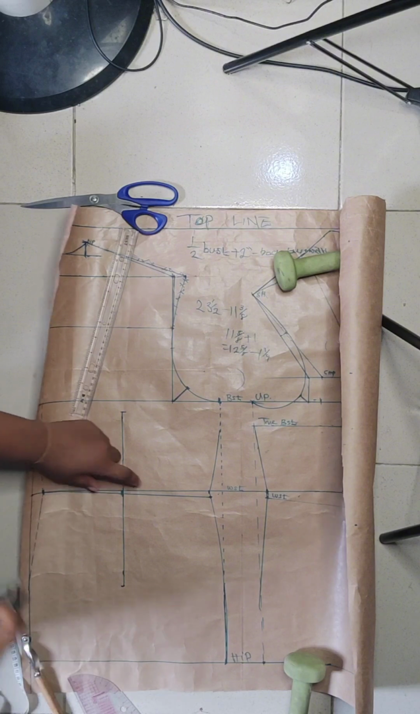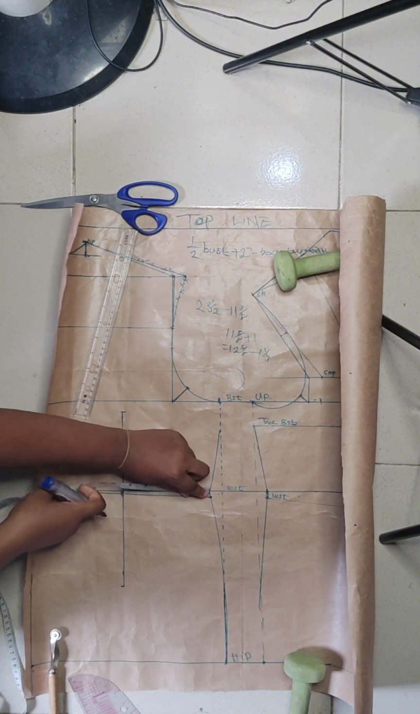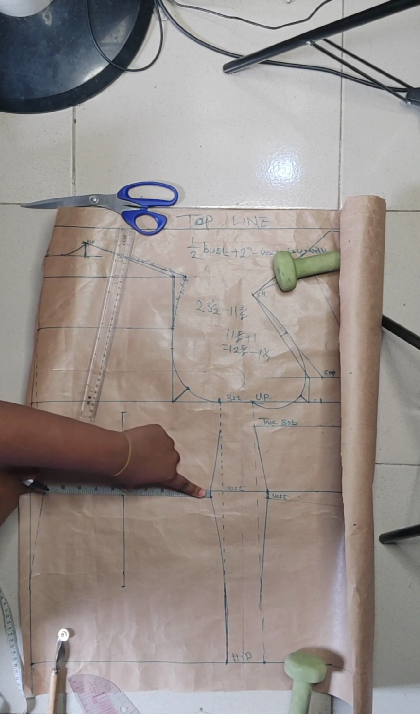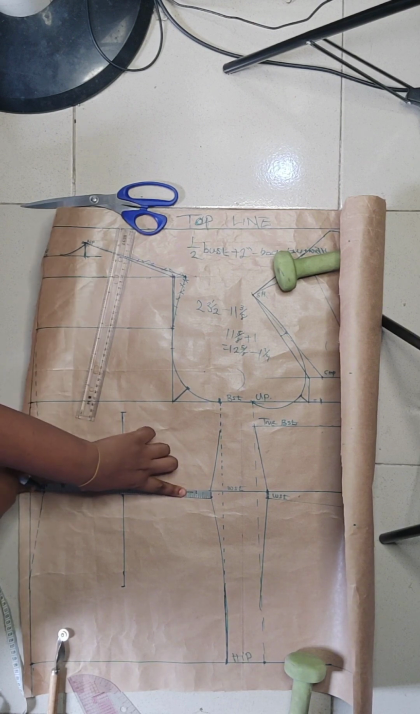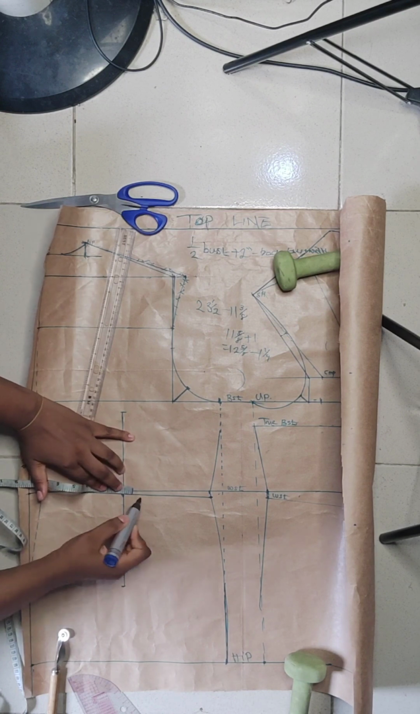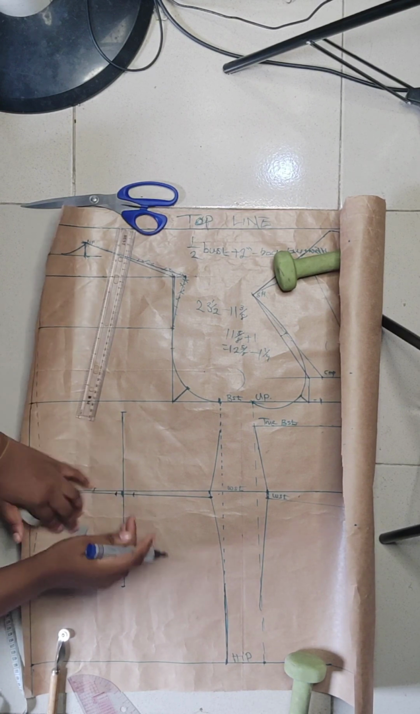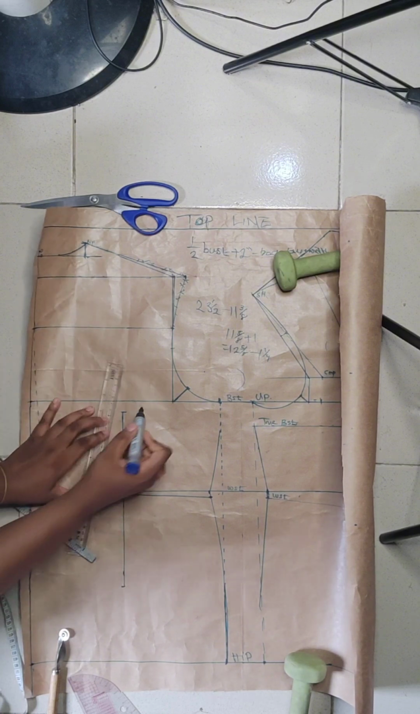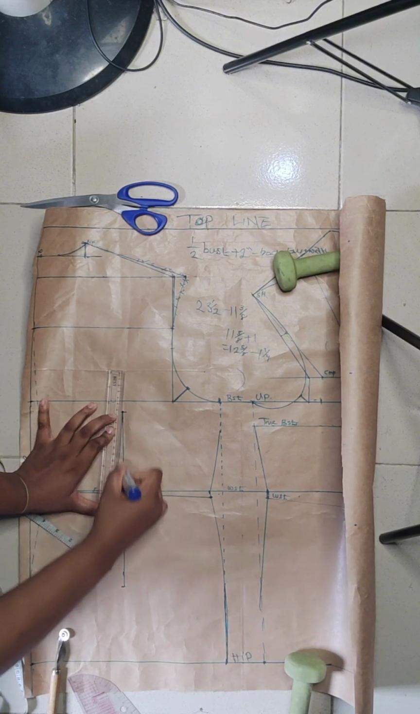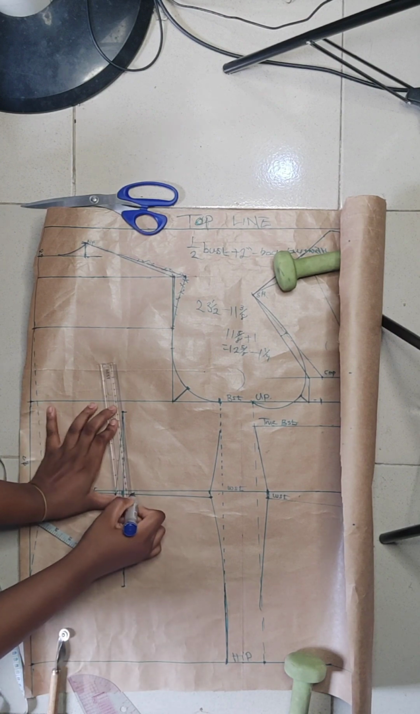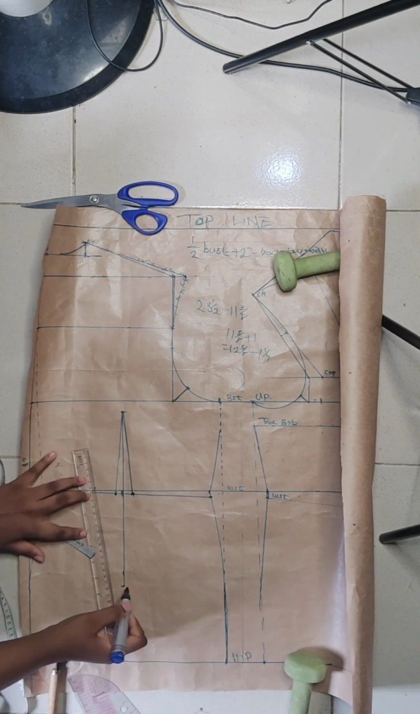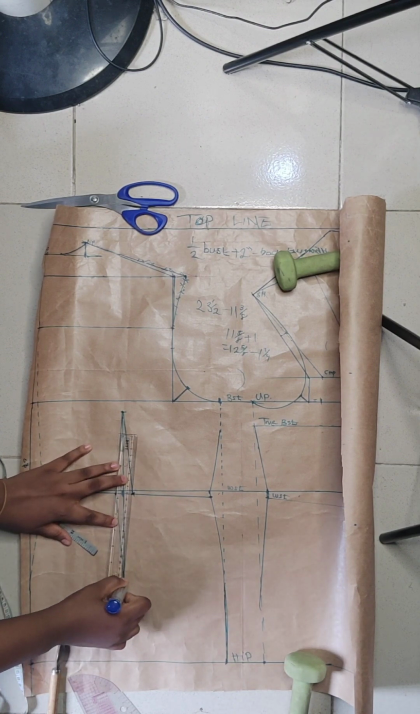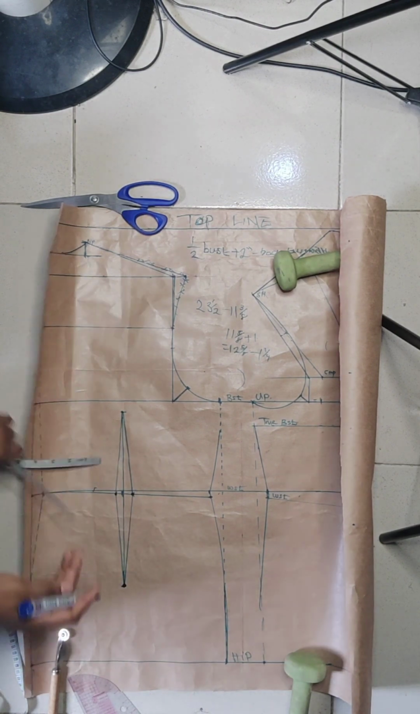Okay, so now to know the amount of allowance we're using for our darts, we measure our waistline, which is this slant line here. We measure it, and you know quarter of your waist. My case is 9 inches, and I have 10 inches here, so I'll be taking half inch on both sides. So my dart allowance is 1 inch. Okay, do you understand? So I'll go ahead and connect. Okay, I'll go ahead and connect like so.